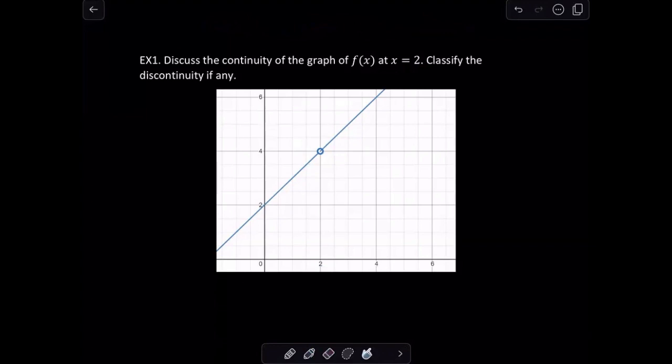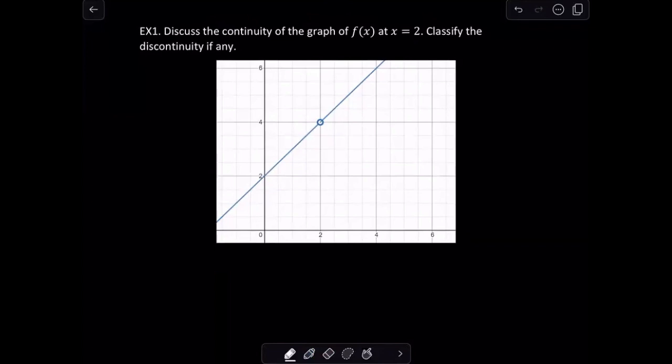All right, let's go for the solution. So what I like to do in any continuity, discontinuity example is I like to go through all the conditions of continuity, and then at the end, I'm going to classify the discontinuity if any. So let's go through the first condition. We are concerned about the function value at x is equal to 2. So we write that as f of 2.